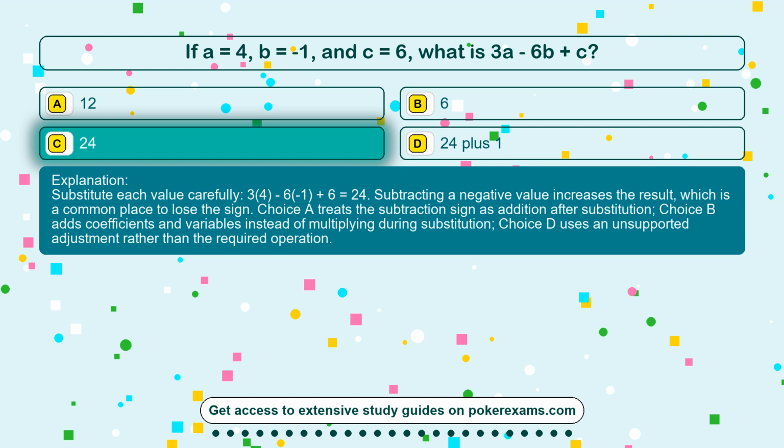Substitute each value carefully. 3 times 4 minus 6 times minus 1 plus 6 equals 24. Subtracting a negative value increases the result, which is a common place to lose the sign. Choice A treats the subtraction sign as addition after substitution. Choice B adds coefficients and variables instead of multiplying during substitution. Choice D uses an unsupported adjustment rather than the required operation.